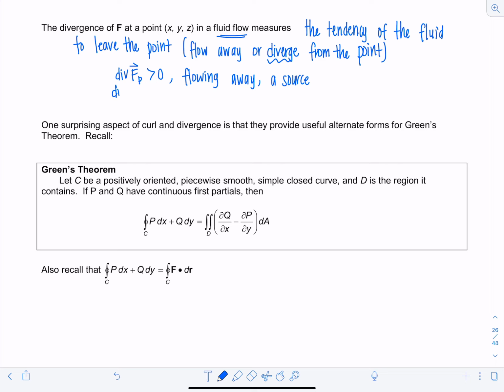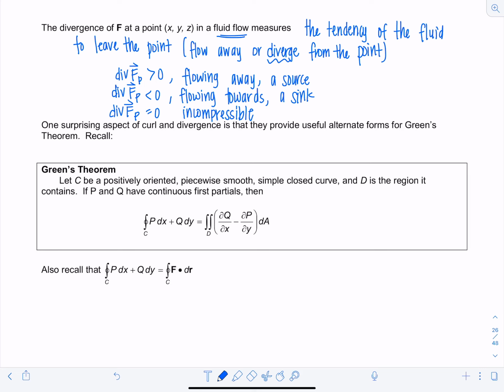If the divergence of your vector field at some point P is less than 0, negative, then the fluid is flowing towards that point. So you have a sink. And then the last possibility is if the divergence of your vector field at some point P is 0, then we say that it's incompressible. Okay.